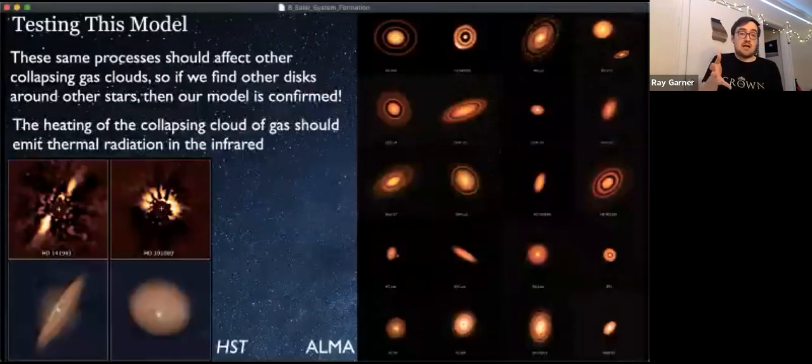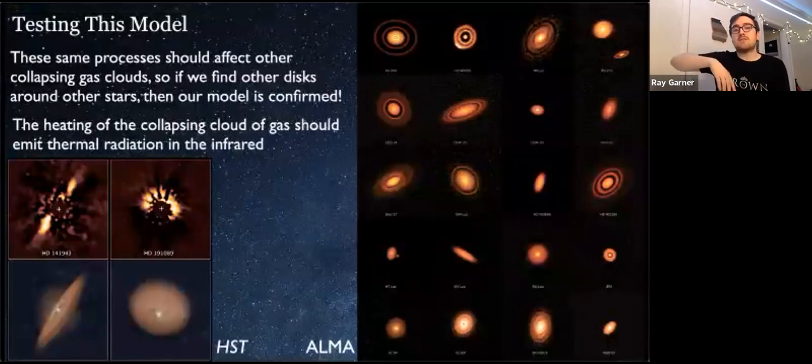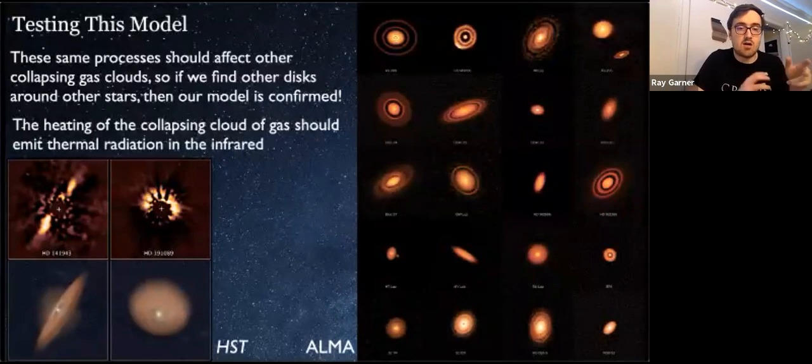We can test this model by looking out into the universe and trying to find solar systems in the process of being born. So primarily in the infrared, if we look at young stars, we see the telltale signatures of solar system formation. So the bottom left are images from the Hubble Space Telescope of two stars. On the top are the actual images, and then the two on the bottom are computer-generated graphics representing what those images are showing us.